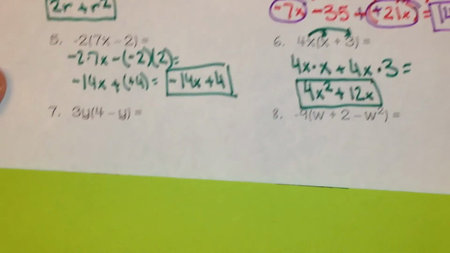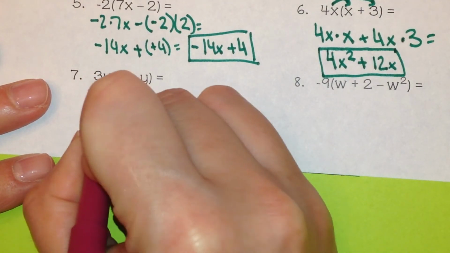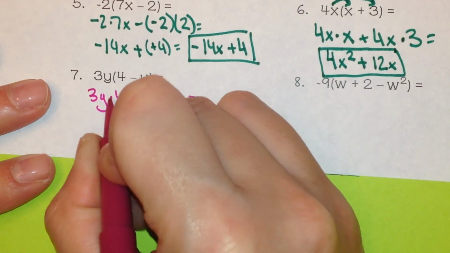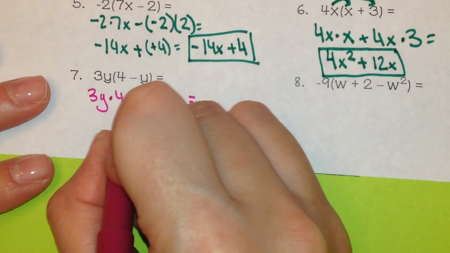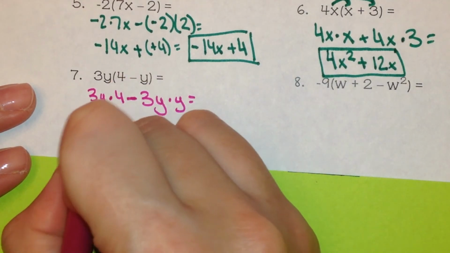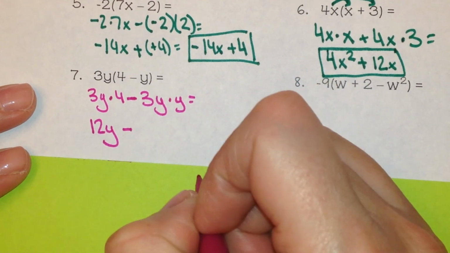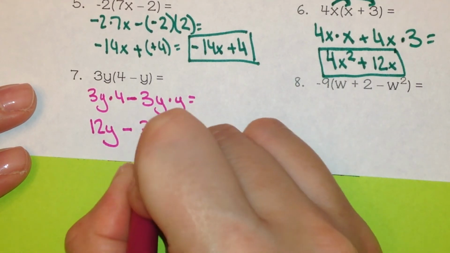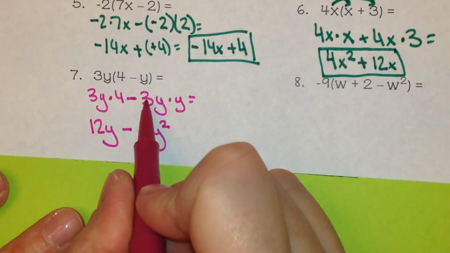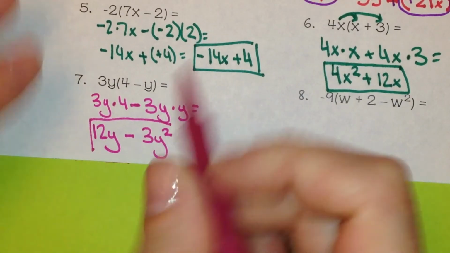All right, last two. All right, we have 3y times 4 minus 3y times y. Okay, multiply the numbers. 3 times 4 is 12, so we have 12y minus, again, y times y is y squared, so we have 3y squared. Again, think of it as 3 times y, if that helps.